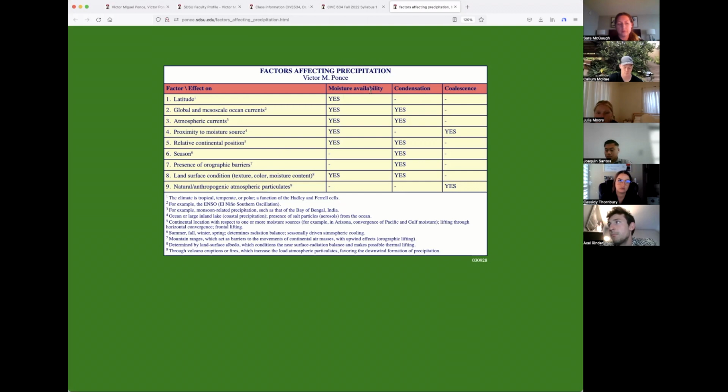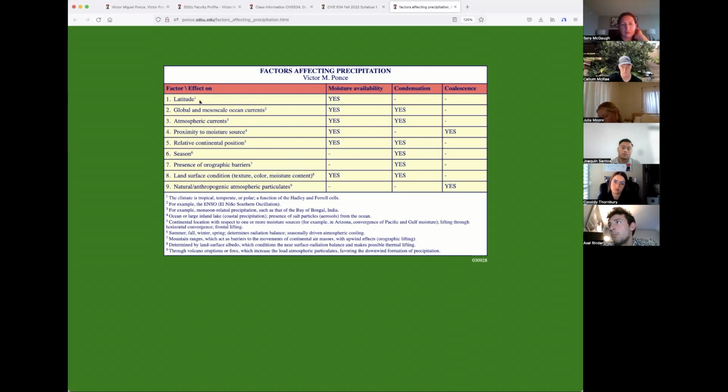If there's moisture and it condenses, but it does not coalesce, precipitation doesn't happen. There's clouds in there and that's it. If you have moisture but it does not condense or coalesce, or condense but not coalesce, or coalesce but not condense, you have to have all 3 for precipitation to happen. So these 9 factors are not in any particular order other than global order, I think. I put these in terms of global order.